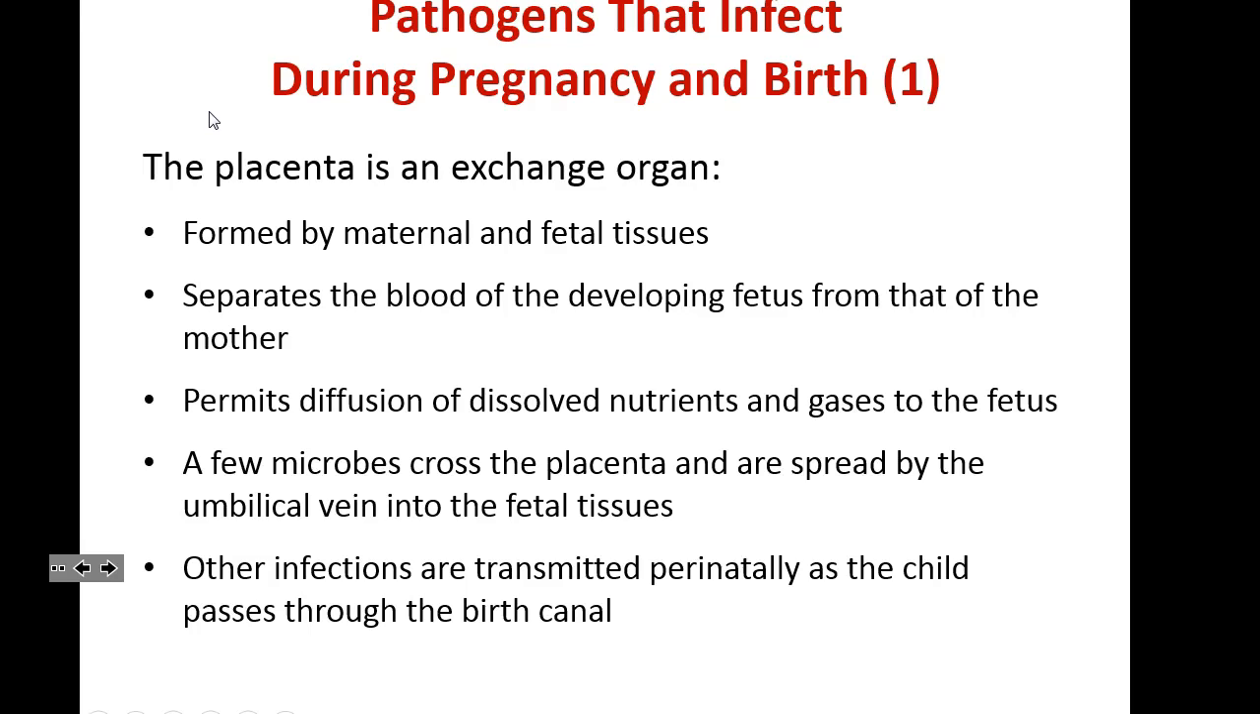Some pathogens infect during pregnancy and birth. The placenta is an exchange organ formed by maternal and fetal tissues. It separates the blood of the developing fetus from that of the mother. It permits diffusion of dissolved nutrients and gases to the fetus. A few microbes cross the placenta and are spread by the umbilical vein into the fetal tissues. Other infections are transmitted perinatally as the child passes through the birth canal.